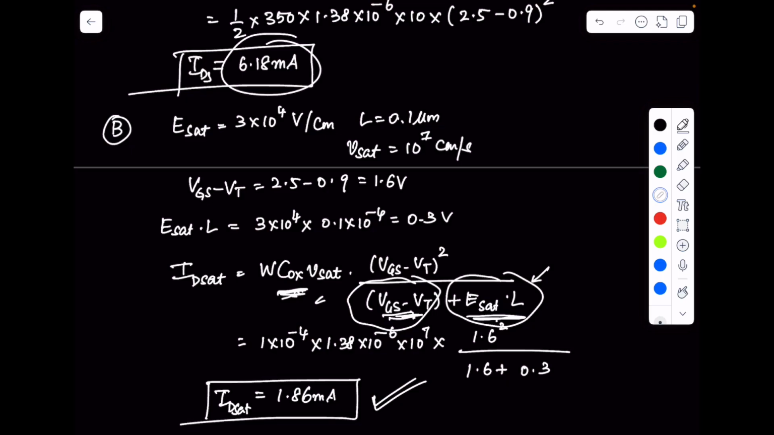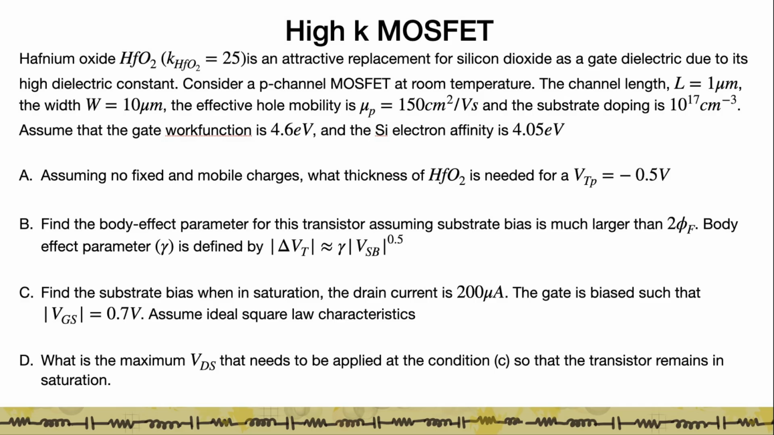Next question. Hafnium dioxide is an attractive replacement for silicon dioxide as a gate dielectric due to its high dielectric constant. Consider a p-channel MOSFET at room temperature. The channel length L is equal to 1 micron, the width W is 10 micron, the effective hole mobility is 150 centimeters squared per volt second, and the substrate doping is 10 power 17 per centimeter cube. Assume that the gate work function is 4.6 electron volts and the silicon electron affinity is 4.05 electron volts.